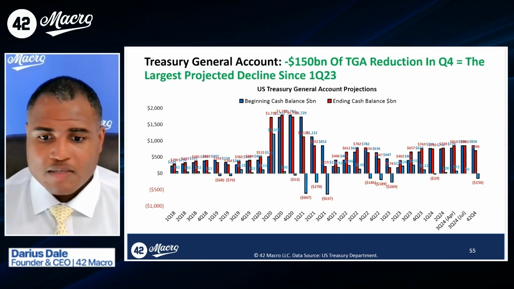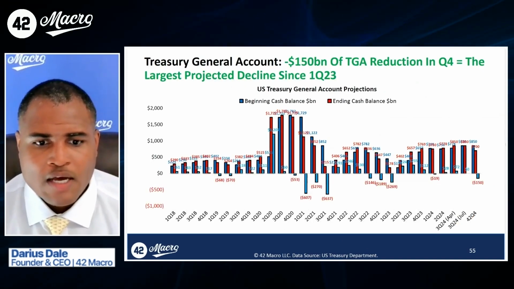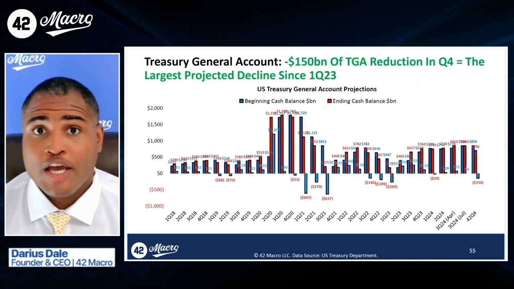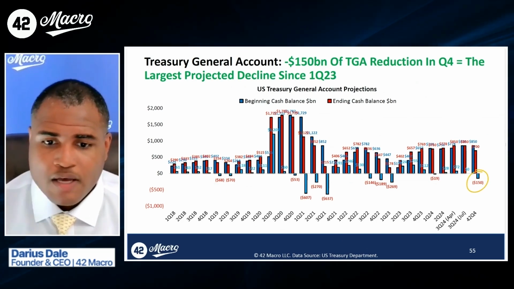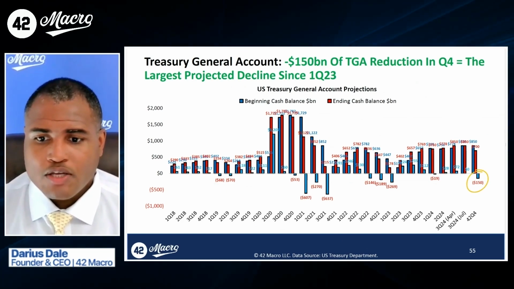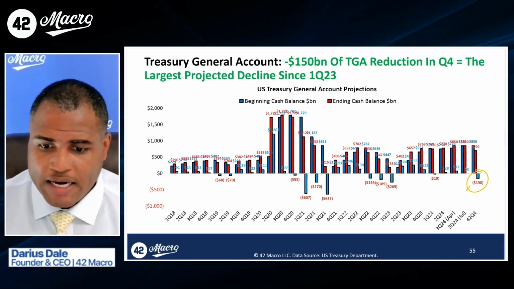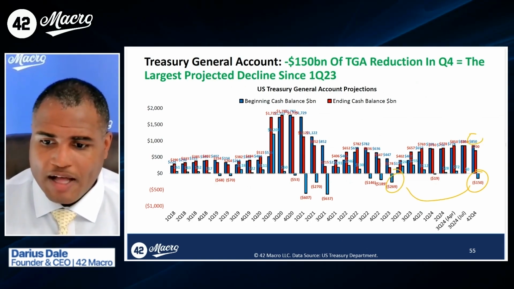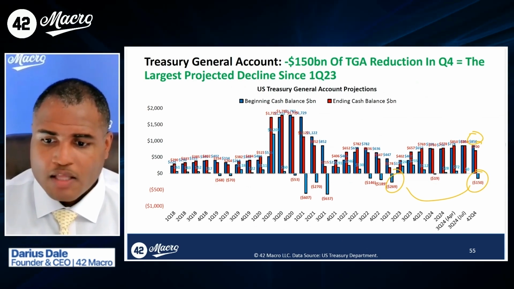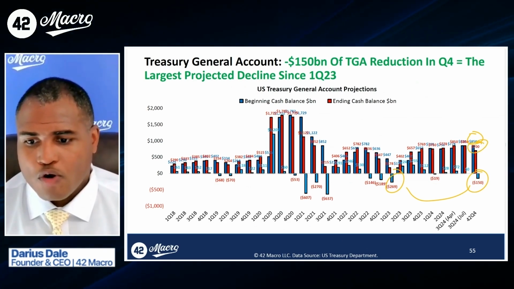If we summarize the quarterly refunding announcement, actually, let me finish this one slide here before we do that. The Treasury General Account projections, which we also get in the quarterly refunding announcement, project a $150 billion reduction in the Treasury General Account balance in Q4, which is the largest projected decline since 1Q 2023. If you look at the beginning cash balance of $850 billion for Q4 and the projected ending cash balance for Q4 of $700 billion.